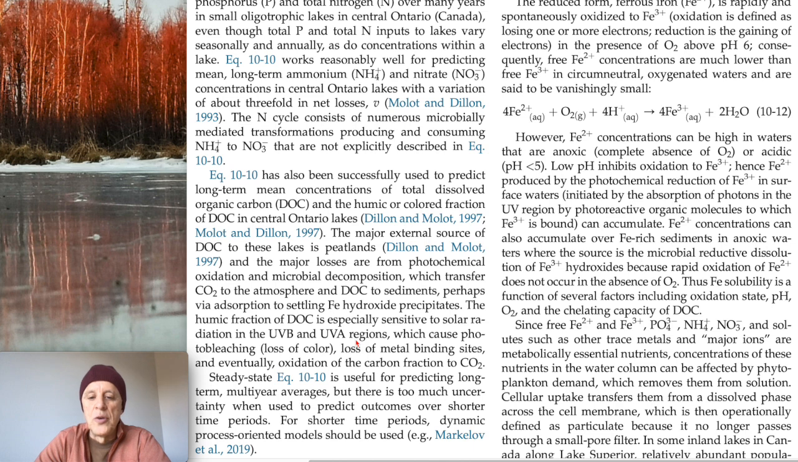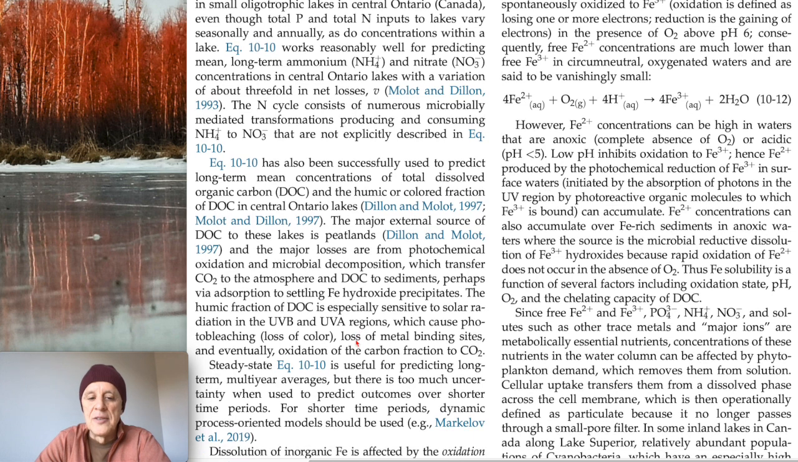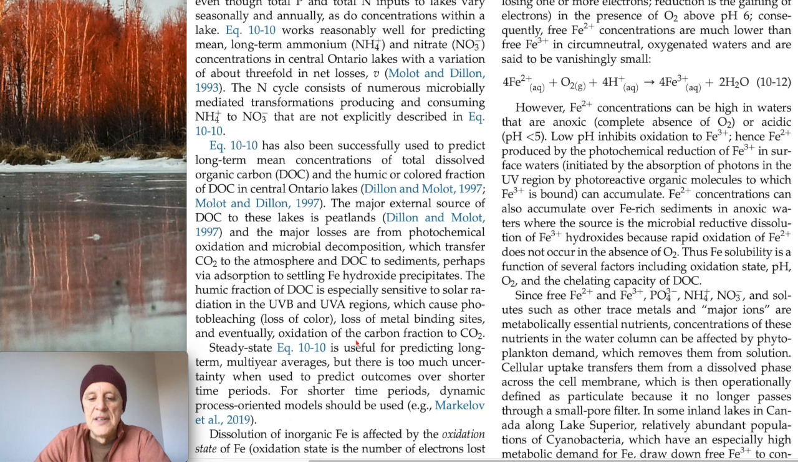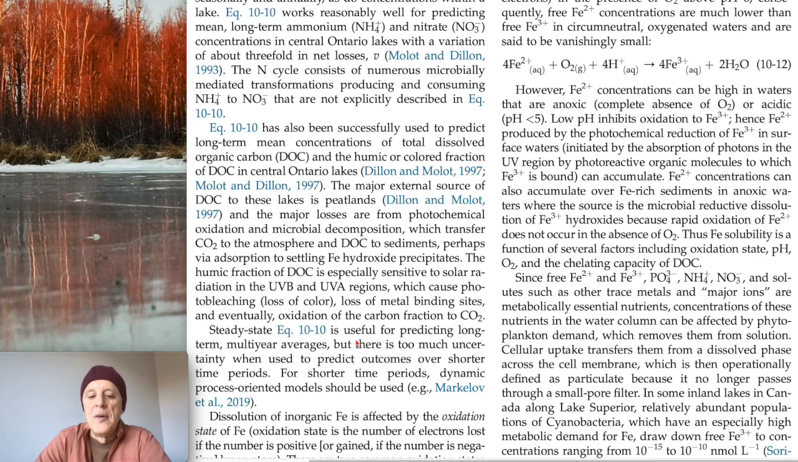The major external source of DOC to these lakes is peatlands, and the major losses are from photochemical oxidation and microbial decomposition, which transfers CO2 to the atmosphere and DOC to sediments, perhaps via adsorption to settling ferric or iron hydroxide precipitates. The humic fraction of DOC is especially sensitive to solar radiation in the UVB and UVA regions, which cause photobleaching, loss of metal binding sites, and eventually oxidation of the carbon fraction to CO2.